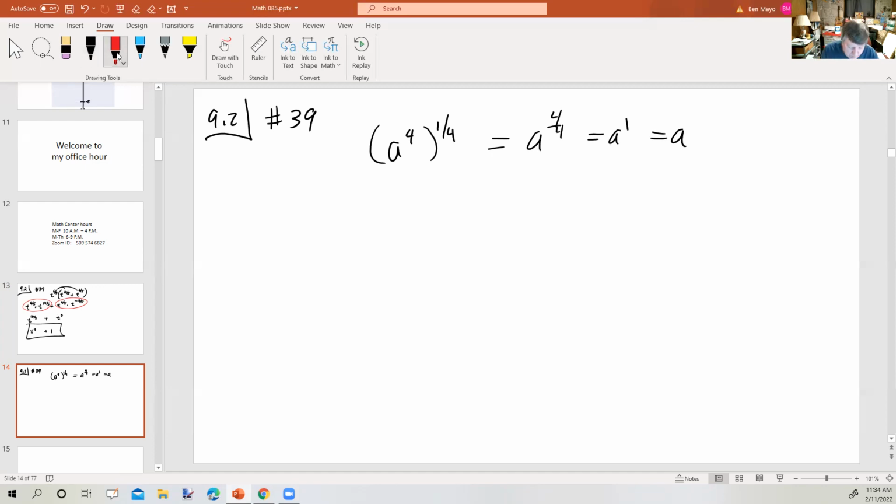However, we don't know whether a is positive or negative or 0. And since we're taking an even root, we can't get a negative answer. Therefore, we need absolute value bars on our final answer. All righty. Any questions from any of you before we go on?